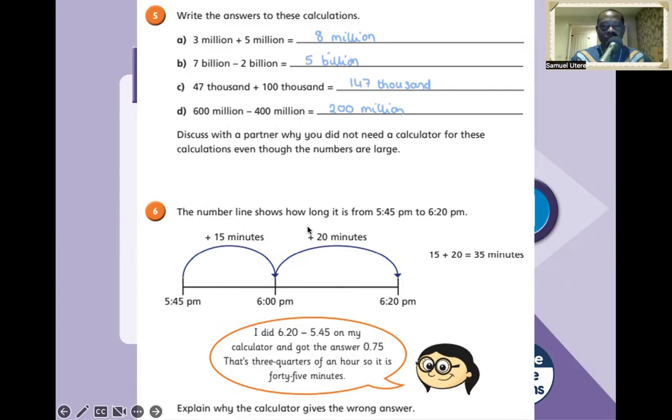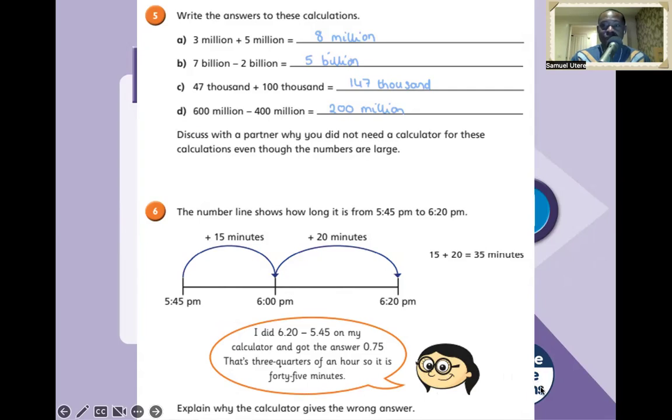Next, you're asked, the number line shows how long it is from 5:45 p.m. to 6:20 p.m. And then here she says, I did 6:20 to 5:45 on my calculator and got the answer 0.75. That's 3/4 of an hour, so it is 45 minutes. Well, you should know that, so the question you were asked, explain why the calculator gives the wrong answer.